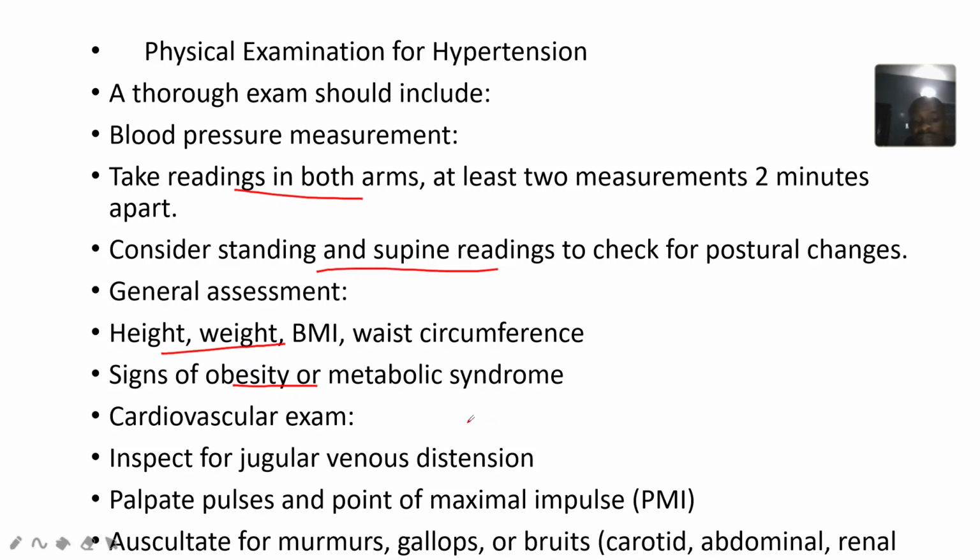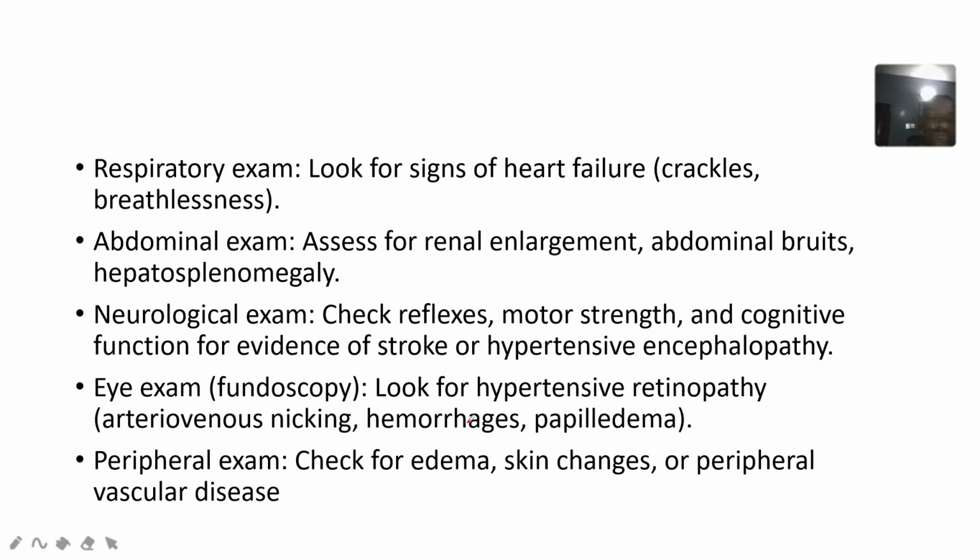Then in the cardiovascular system, you look at if there's jugular vein distension. Then you look at the pulses. You count the pulses. Then you listen to the heart if there's murmurs, if there's gallops, if there's bruits, all those abnormal sounds. You know. Then in the respiratory system, you look at if they are breathing very well or they are finding it hard to breathe. You also look at their abdominal assessment.